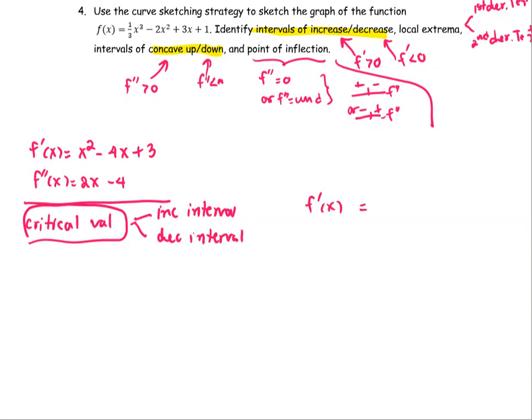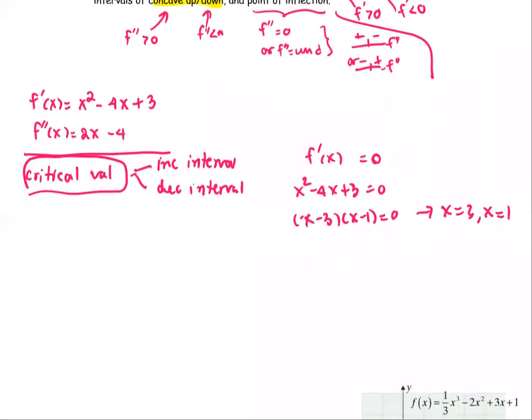So f prime equals zero. The undefined case is not considered because this is a polynomial function. So f prime is x squared minus 4x plus 3 equals zero. Factor completely to get x minus 3 times x minus 1 equals 0. Therefore, we have x equals 3 and x equals 1 as the critical values. Then we're going to form the real number line.